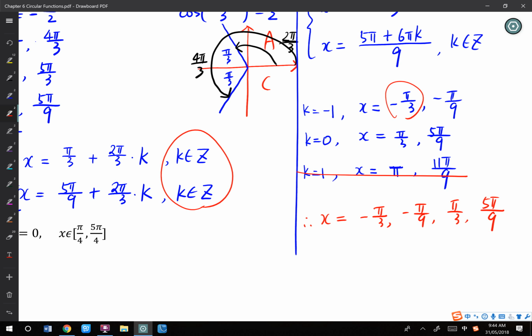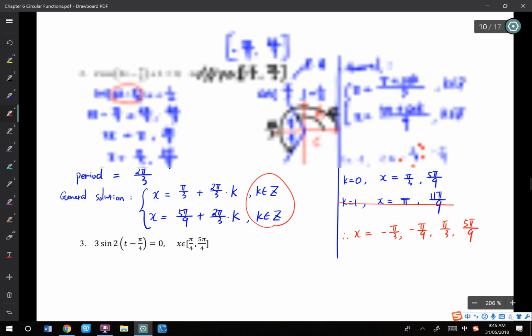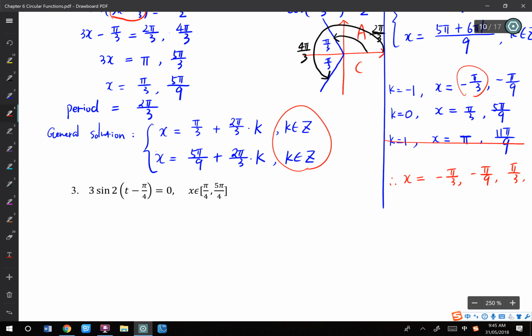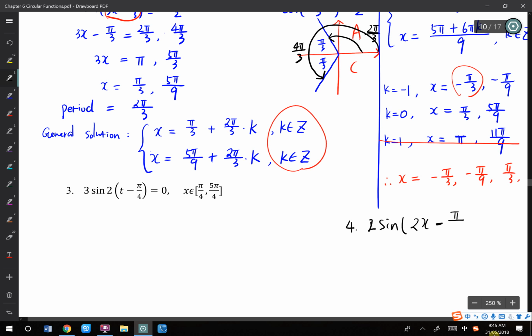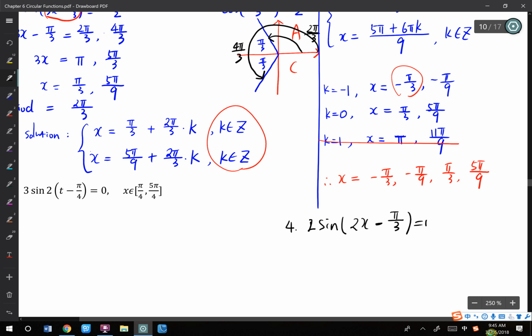Questions? Okay, I want you to write something down, just for question number 4. Copy the same thing: sine of 2x minus pi/3 equals 0, and x belongs to minus pi to 2 pi. Sorry, not 0, it's 1. No, 2. Okay, 2.